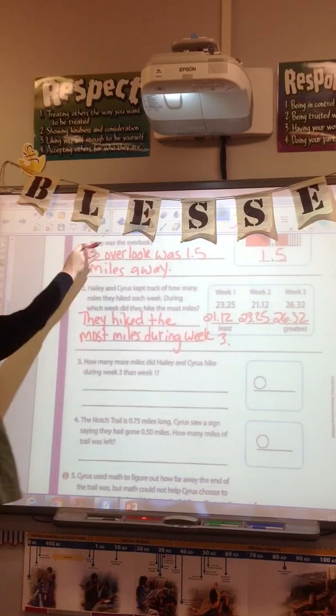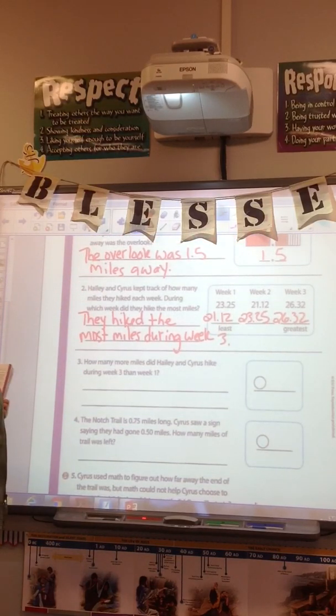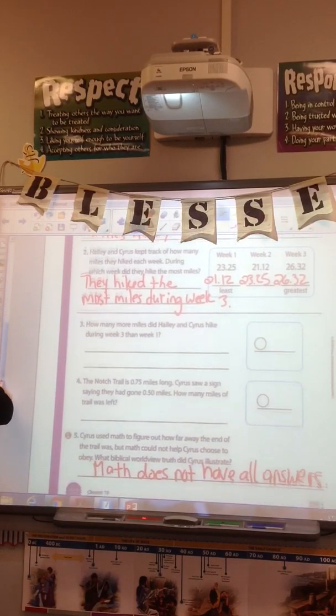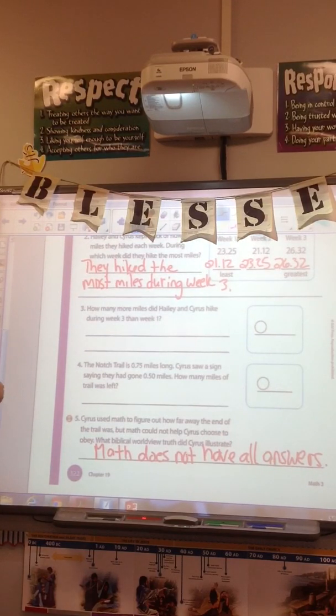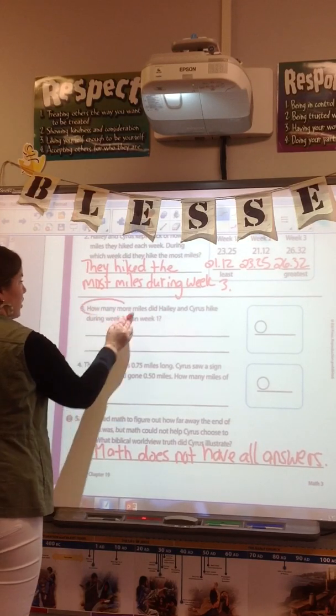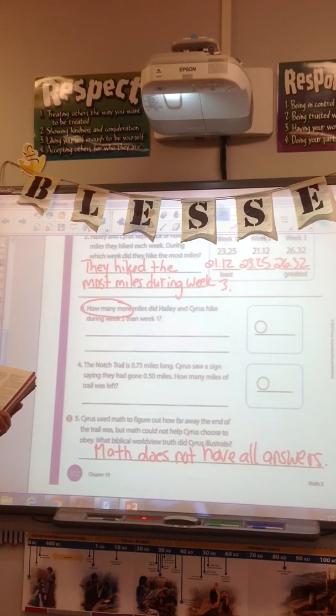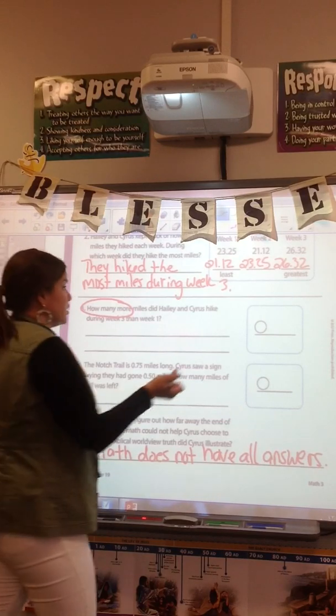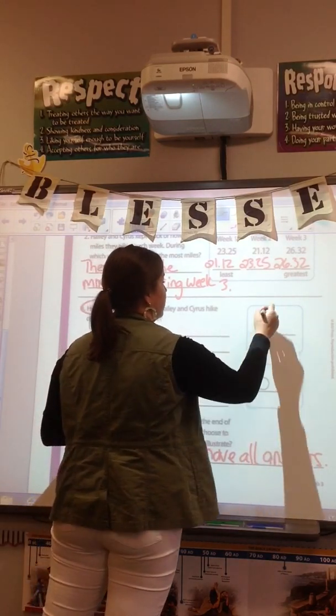Okay, make sure you're writing your answers in these nice sentences with all the appropriate labels. Number 3, how many more miles did Haley and Cyrus hike during week 3 than week 1? So when we see the phrase, how many more, that is a huge clue to what? Subtraction. So we're going to subtract week 3 and week 1.